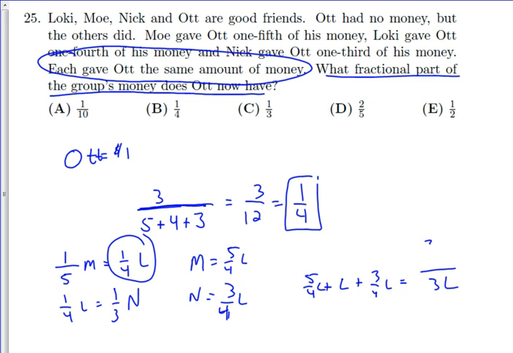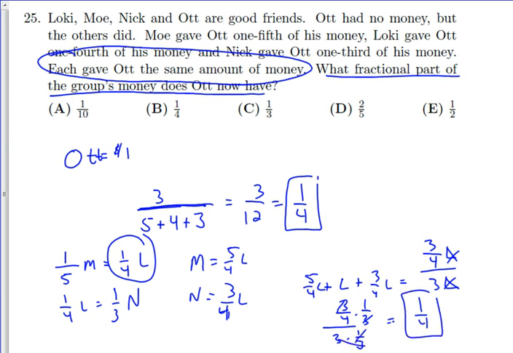So our numerator here would be 3/4 L. That's how much Ott got, because he got 1/4 of Loki's from each, and these are the same amount, so we can just call them all 1/4 of Loki. Multiply that by 3, you get 3/4 Loki. You can see that the L's cancel out of this fraction, so you've got 3/4 over 3. You simplify this by multiplying the numerator and denominator by 1/3. The 3's cancel, and you're left with 1/4 as the amount of money Ott had.